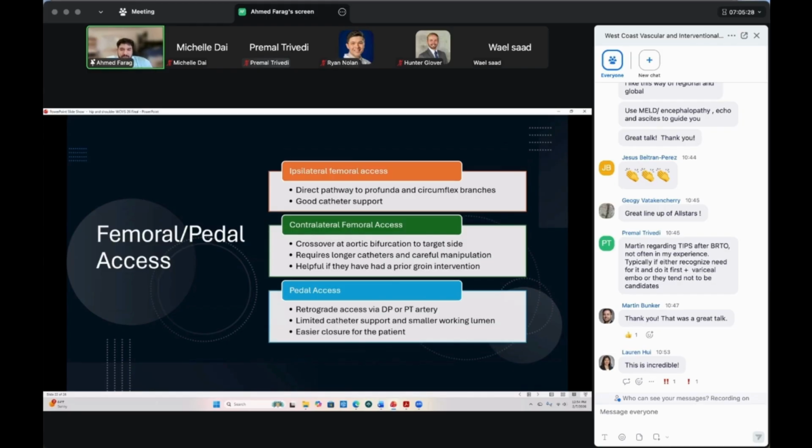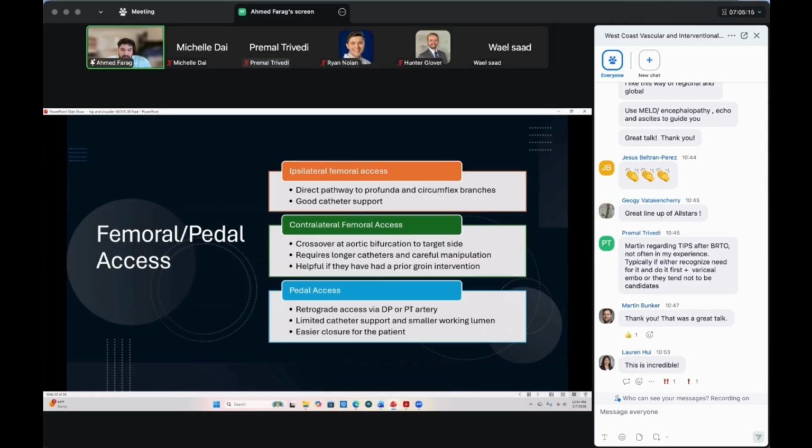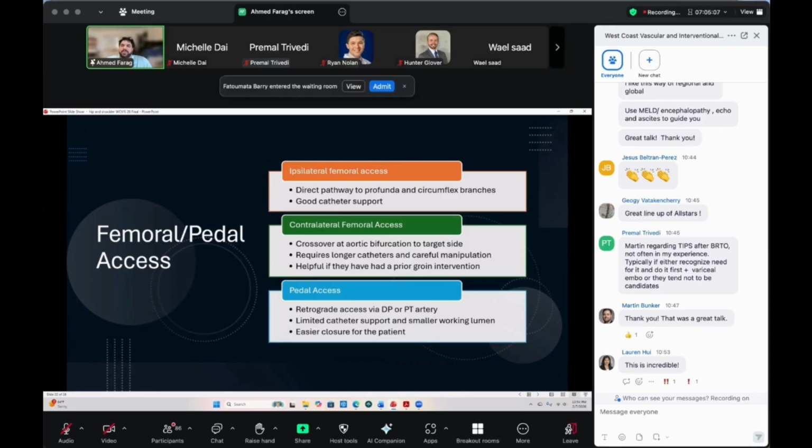So there's many ways to do this. You can go ipsilateral up. That can be a little difficult given the proximity of the profunda and the circumflex branches. But if you bear bracket like our esteemed speaker right after this, it's a wonderful approach, and it can be great. Contralateral is what they've taught us historically, up and over, go down, longer catheters, a little bit more time, and you lose a lot of torqueability.